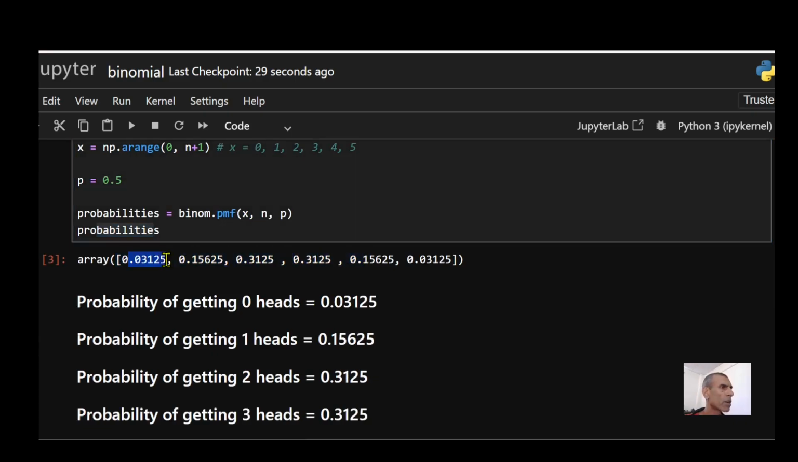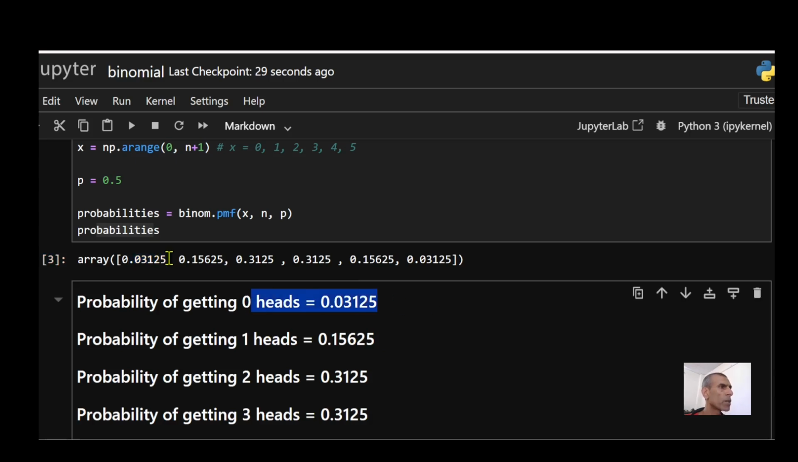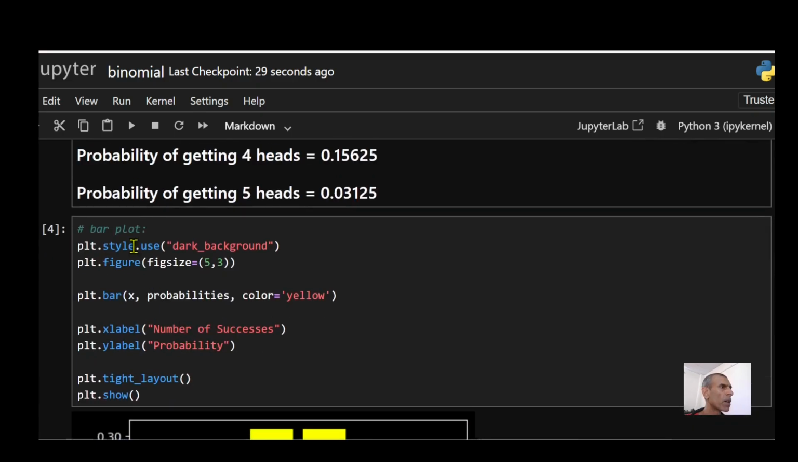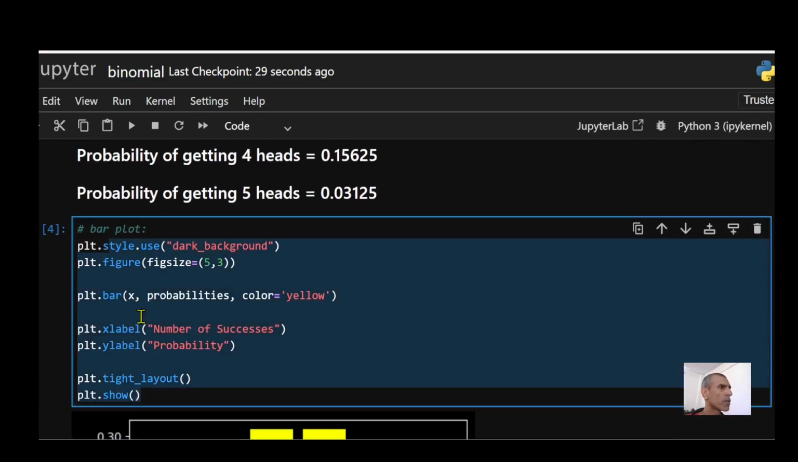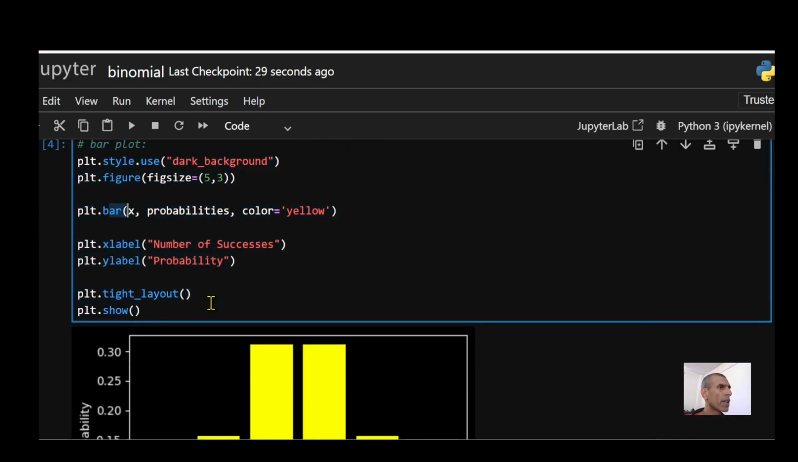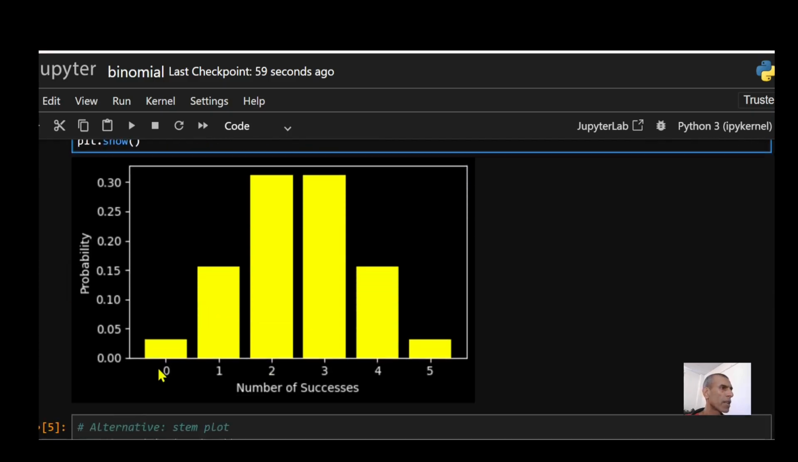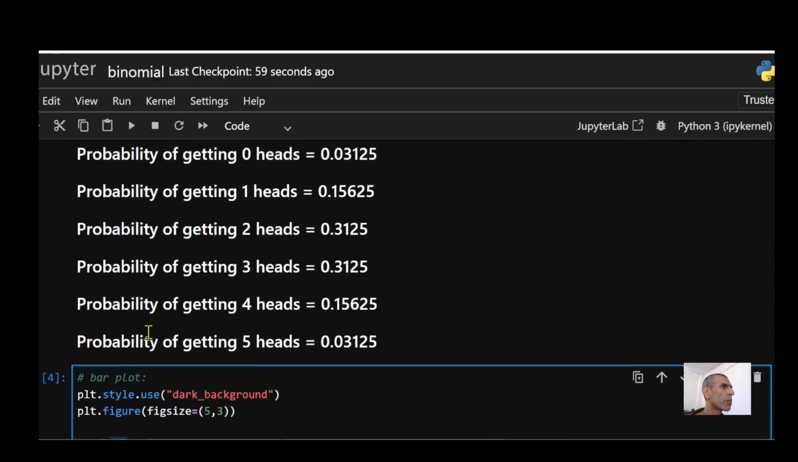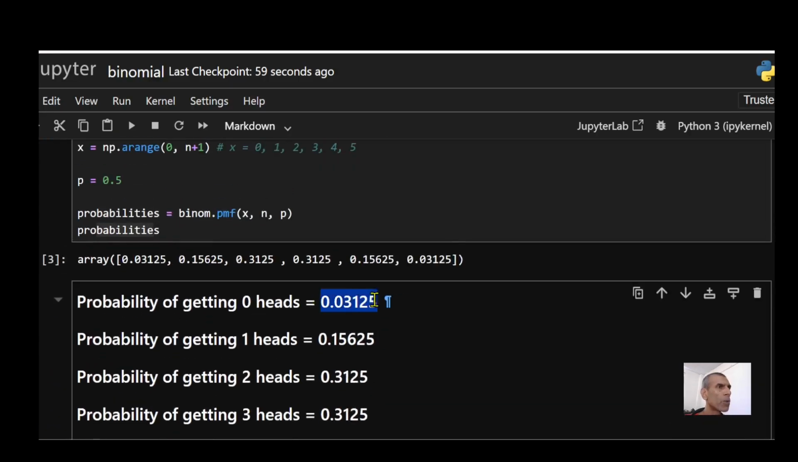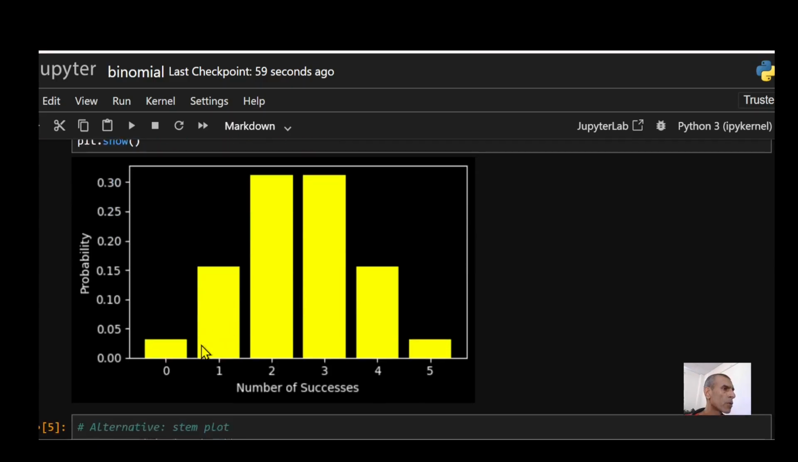For each one of these, I have the corresponding probability. This is the probability of getting 0 heads right here, and this one is the probability of getting 1 head, and likewise for the rest of them. I plot each one of them right here. In this case I'm using a bar plot, and you can see that the bar plot looks exactly like the numbers. So 0 would be this number right here. If you come over here, the probability of getting 0 is 0.03125, and likewise for 1, 2, 3.